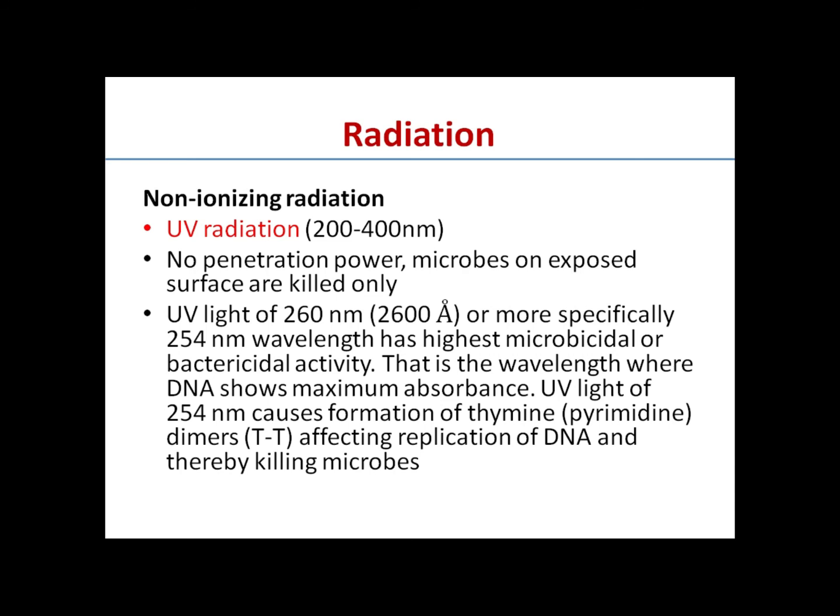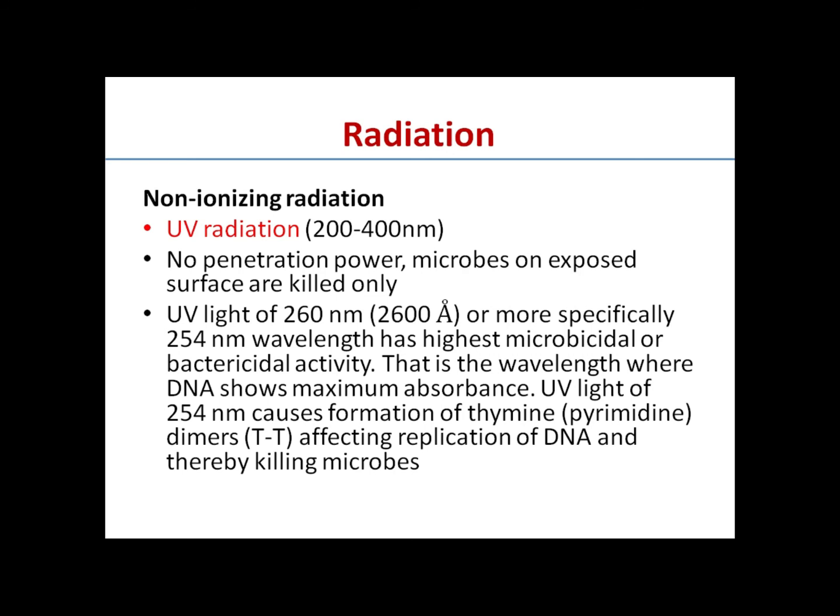Now we have another method of sterilization, radiation. We have two types of radiations: non-ionizing radiation like UV rays with a wavelength of 200 to 400 nanometer. UV rays are routinely used in a plant pathology lab. We have a UV lamp in the laminar flow cabinet. These UV rays are non-ionizing. They have no penetration power. So the surface where UV rays fall, microbes get killed there only, on the surface.